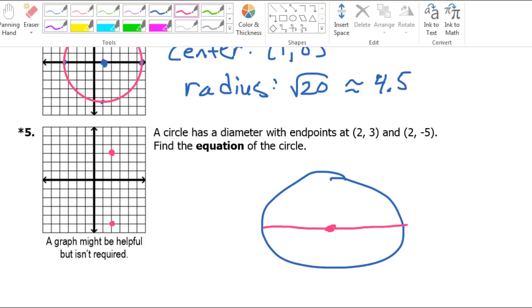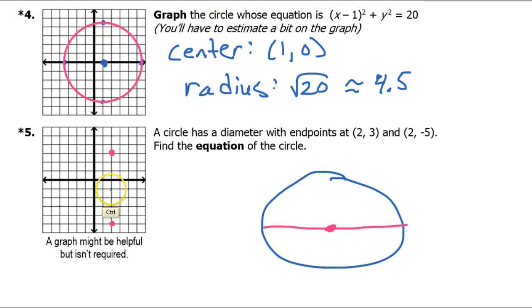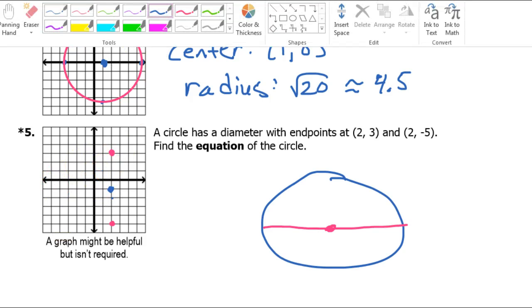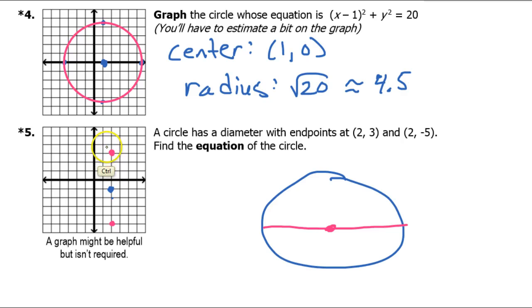So that means the midpoint, the center of the circle, is going to be the midpoint of this segment. So let's see, is that here at -1? 1, 2, 3, 4. Okay, so this blue dot I just put, that's going to be the center of the circle. So if I were to do a rough sketch of what the circle would look like, it's something roughly like this.